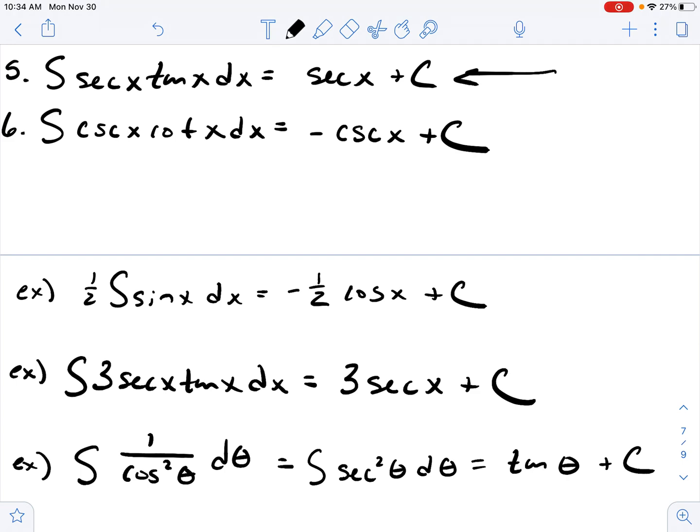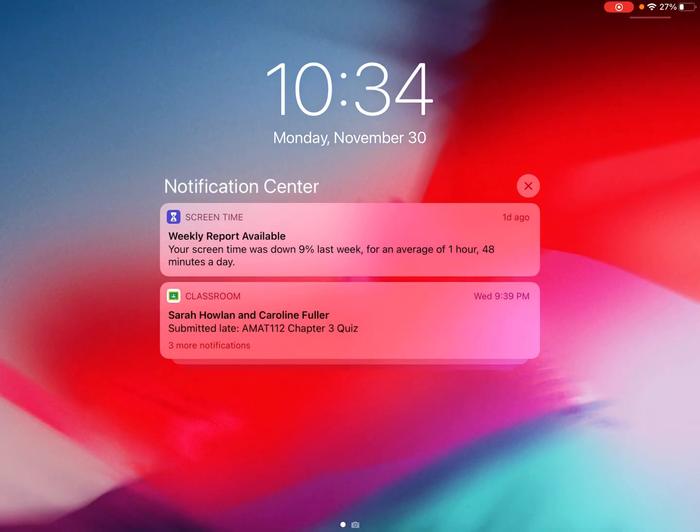All right, folks, there are your basic antiderivative rules for trig functions and the power rule. We've got a long way to go, but we'll get there.